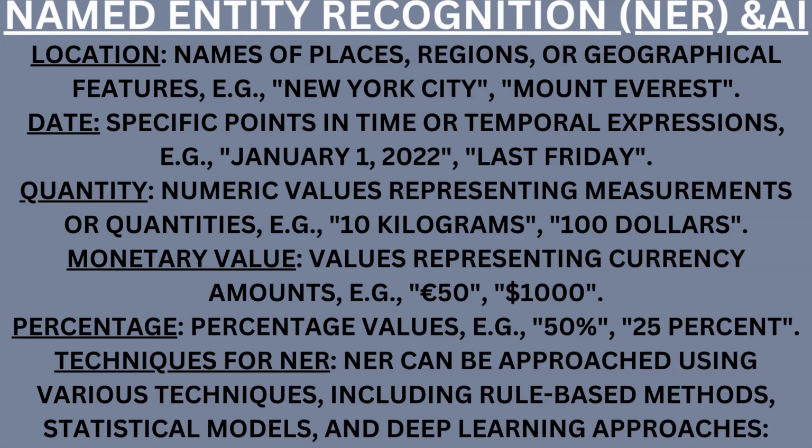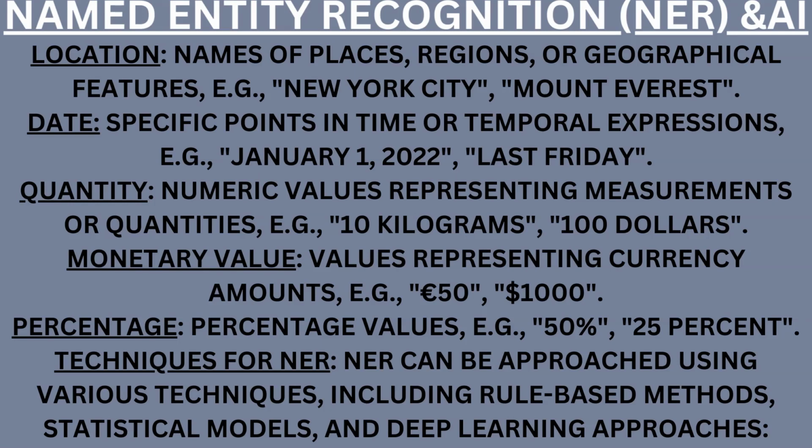Date, specific points in time or temporal expressions, that is January 1st, 2022, last Friday. Quantity, numeric values representing measurements or quantities, that is 10 kilograms, $100. Monetary value, values representing currency amounts, that is 50 pound or $1,000. Percentage, percentage values, that is 50%, 25%.